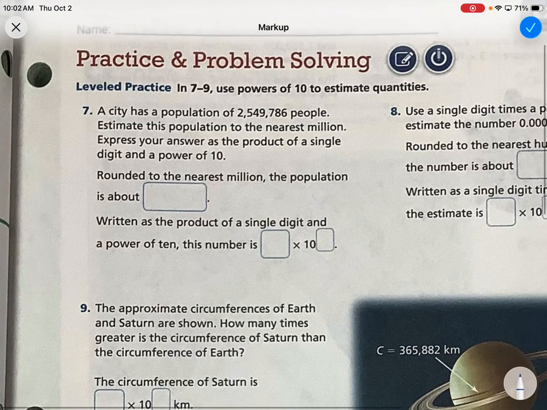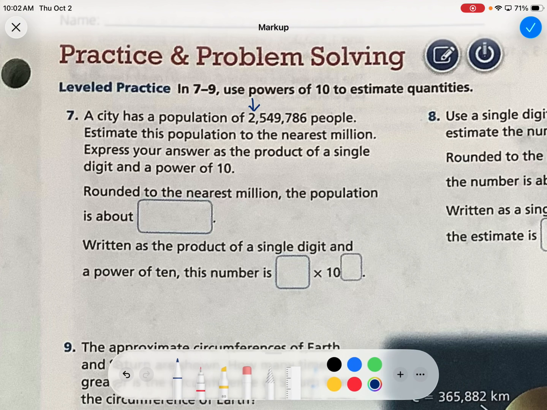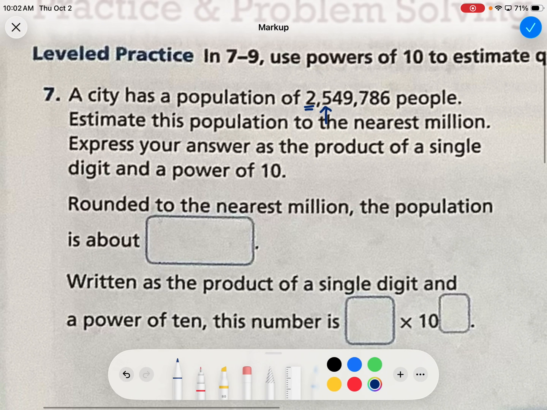The population is about, so this is my millions digit, right? That's where I'm going to round to. But I don't look at that number. I look at the next one. That's a 5. So does it stay 2 million or does it go up to 3 million? 3 million. So then round it to the nearest million. The population is about 3 million.